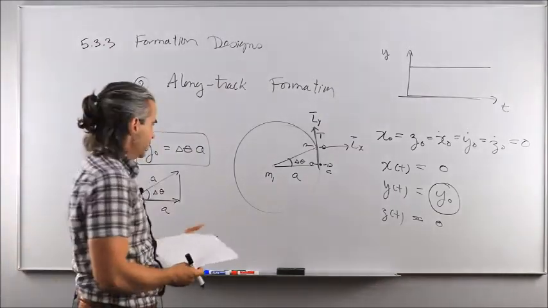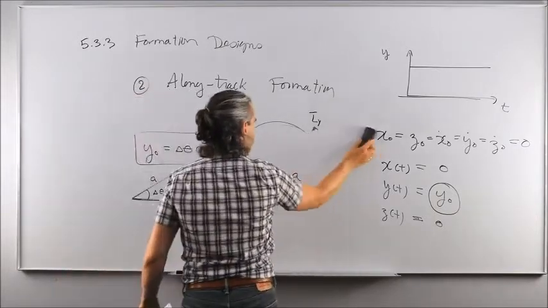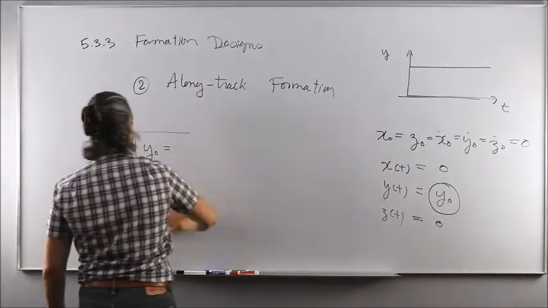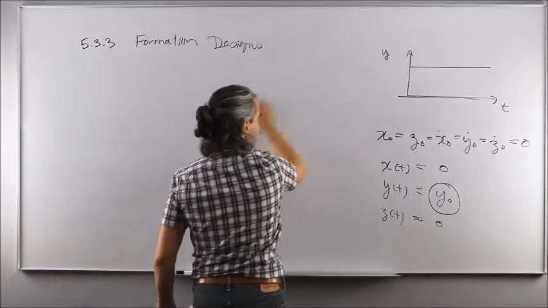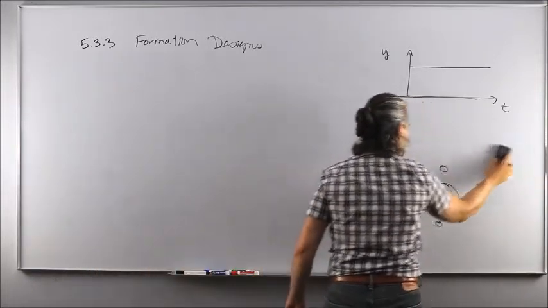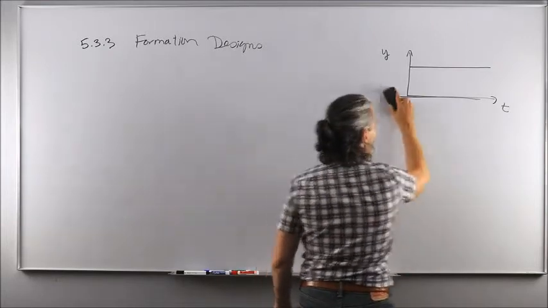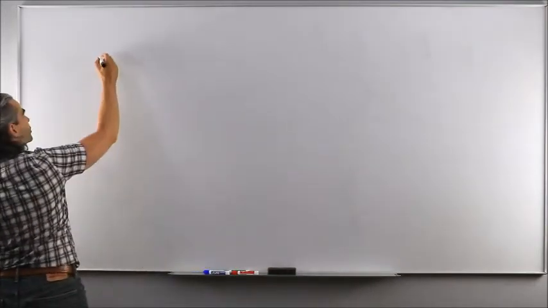Okay, let's look at a quite a bit more complex formation that is going to be difficult for you to wrap your head around. But I'll do my best, because this involves 3D drawings, and as you know by now, my 3D drawing skills aren't the best around. This one is known as the in-track formation.